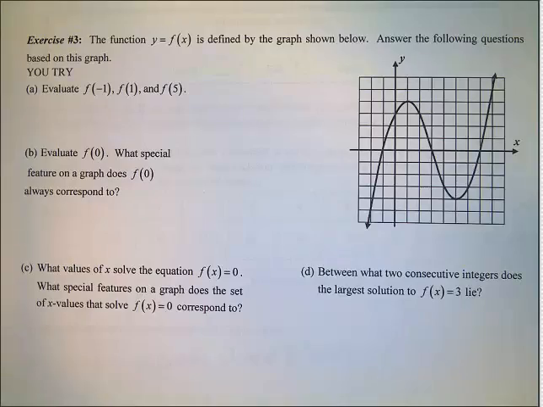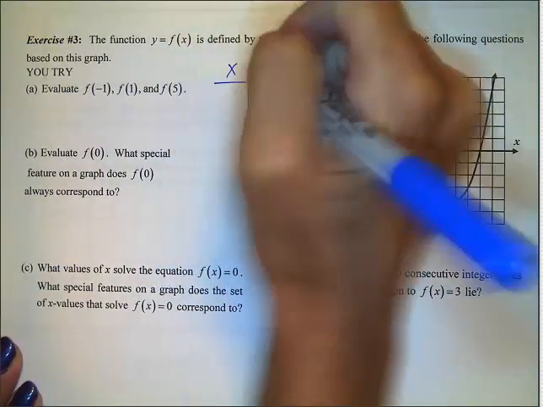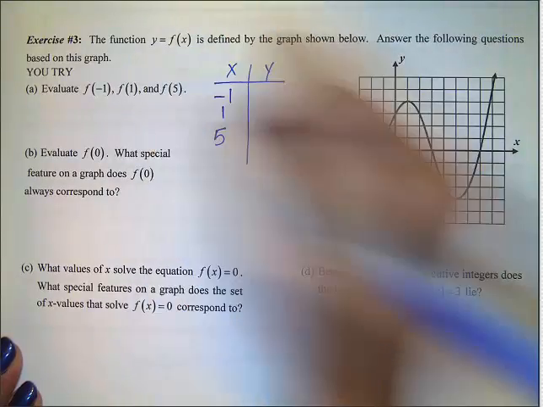And our last example, exercise 3. The function y equals f of x is defined by the graph shown below. Notice it's a function because it passes the vertical line test. Each x has only one y. Answer the following questions based on this graph. You try. Just like we did with a table, it's the same idea. Maybe it would help you to make a table. If the x value is -1, +1, and 5, what are the y values?